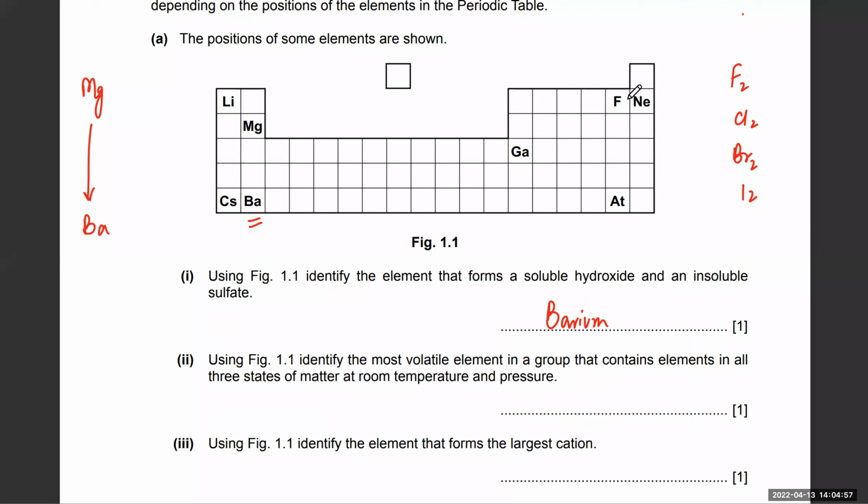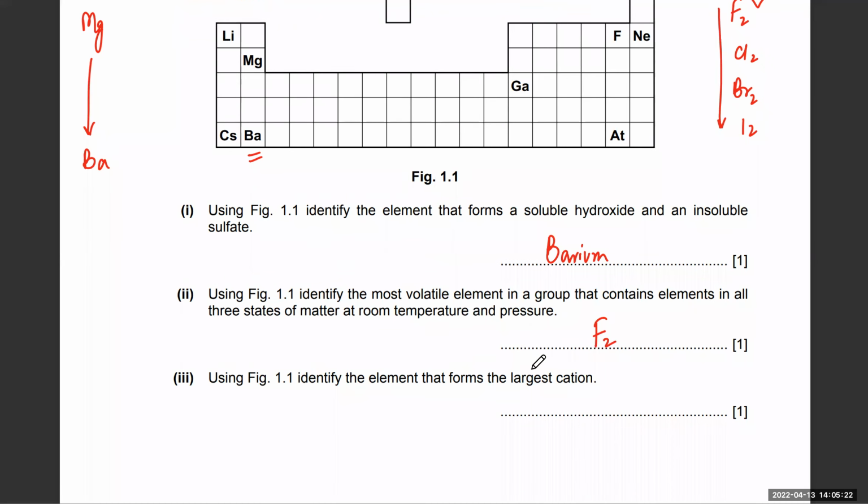That's all 3 states. Which one is more volatile? The most volatile is the first one. You can remember this: down the group, the boiling point increases. They all have van der Waals forces, so the first one has the least van der Waals forces. If they ask for the reason, the first one is going to have the least van der Waals forces.